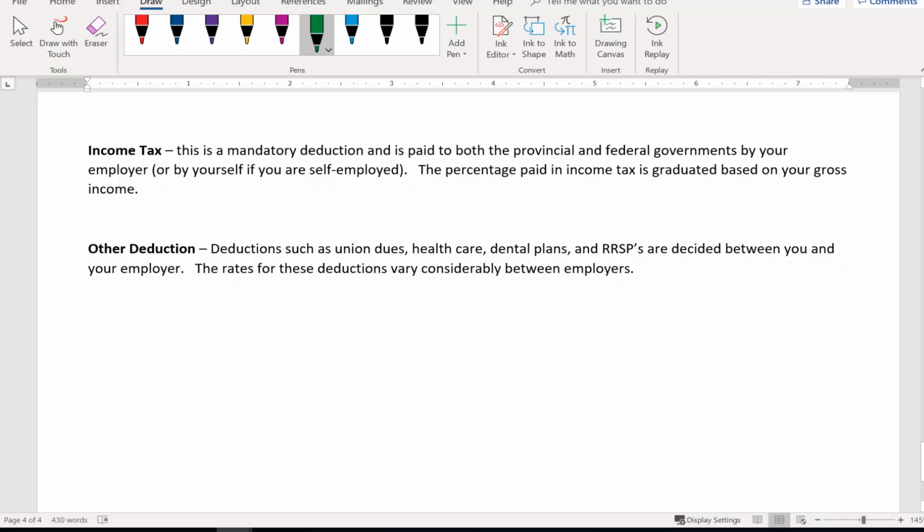Other deductions such as union dues, health care, dental plans, and RRSPs are decided between you and your employer, and those rates vary considerably between employers.